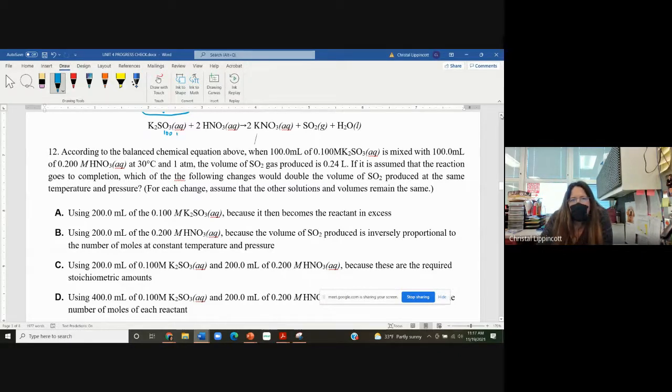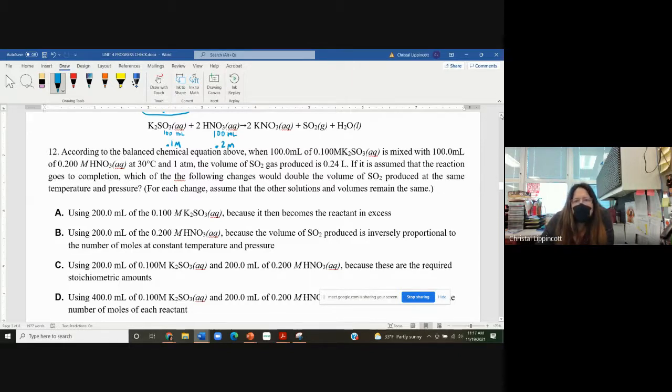So I did 100 mils here, and this was 0.1 molar. And then I did 100 mils here, and this was 0.2 molar. So the thing is that I've got twice as many moles here as I have here. I've got the same volume, so I'm just looking sheerly at moles at this point. Both of these are going to run out at the same time. Does that make sense? Okay. Because I'm using this as a 2-to-1 ratio.